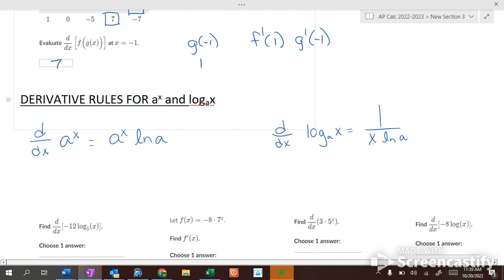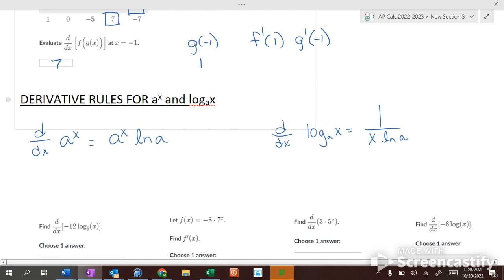So the first derivative of 5 to the x power would be 5 to the x power times the natural log of 5. Really kind of weird, but that's how it works. And the first derivative of log base a of x is 1 over x times the natural log of a. So whatever your base is, you're taking the natural log of that base times x and having 1 over that. Okay?